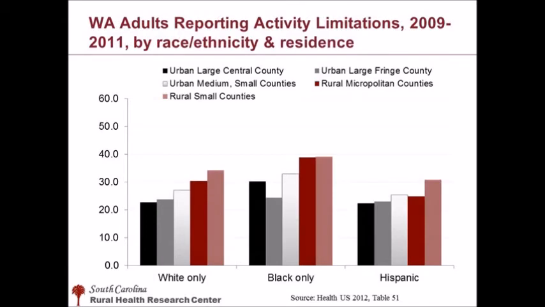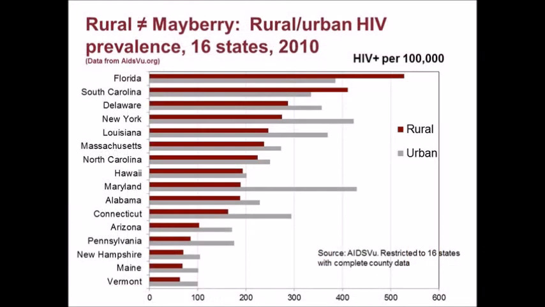If you don't see the doctor and you report that you're in poor health, what might happen? One thing that might happen, and as you can see, that happens increasingly as the population becomes more rural, at least for white and black persons, is that people report activity limitations, things that they should do but can't do. One of the problems that rural public health planners face is what I call the Mayberry picture.